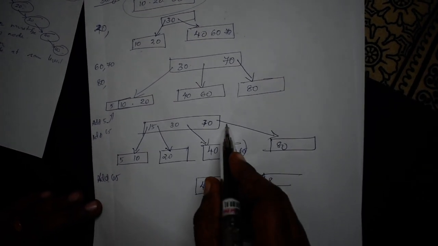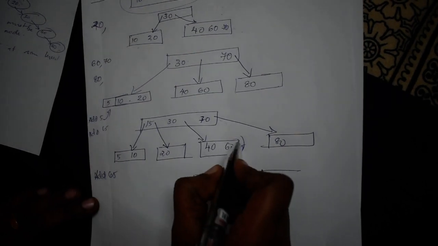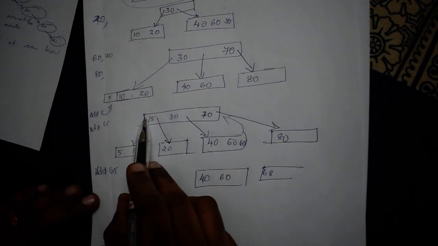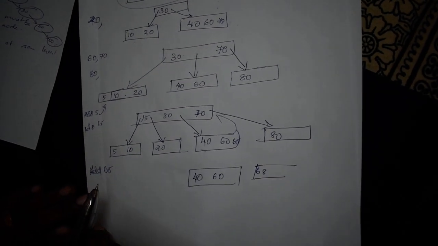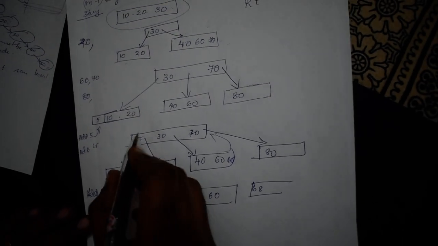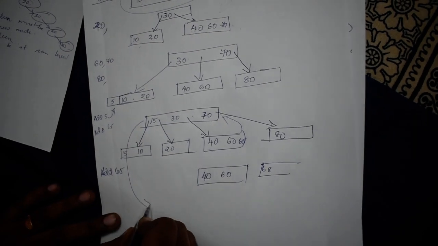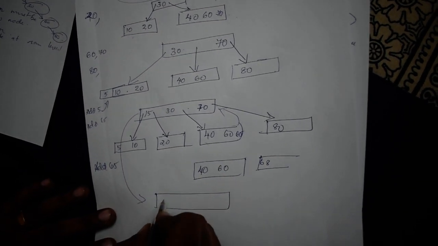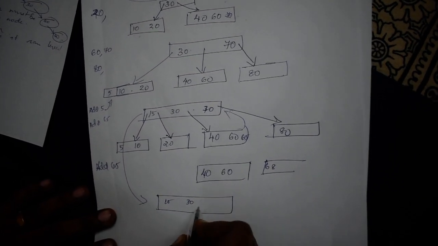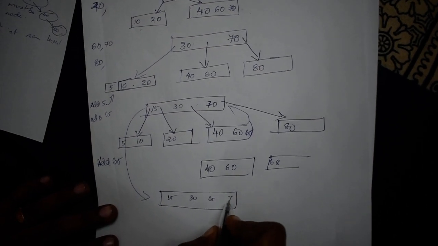This 65 comes to the root part. The root is already filled, right? So what will I be doing? This root 65 I should add here. I will redo this root here: 15, 30, and 65 should be here, and 70.